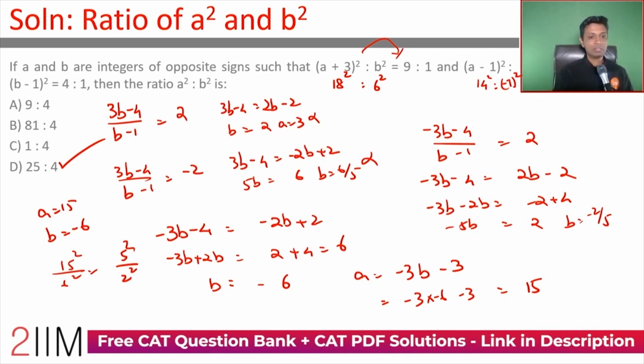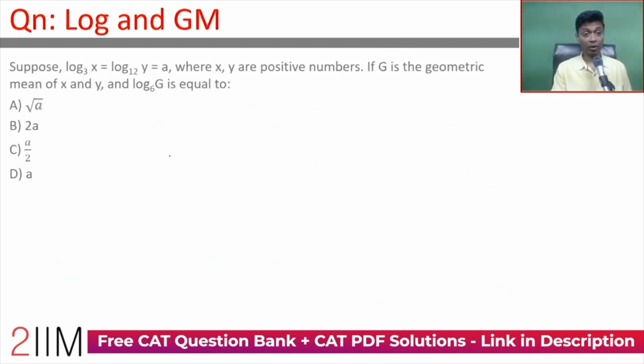That's the value of a and b. Plug in a square is to b square. We got 25 is to 4. Log x to the base 3 is a. Log y to the base 12 is also a, where x and y are positive numbers.